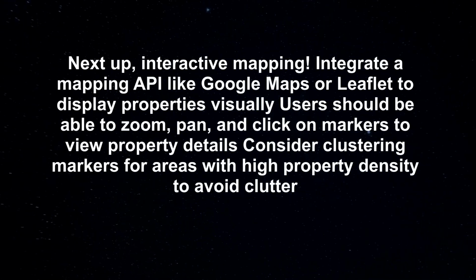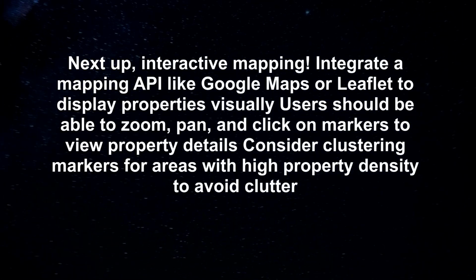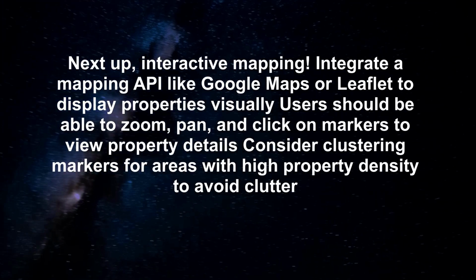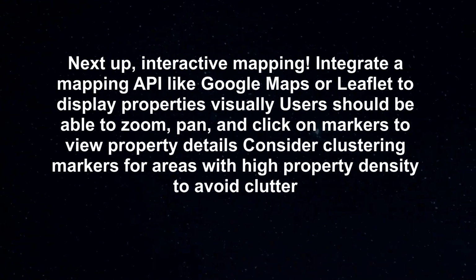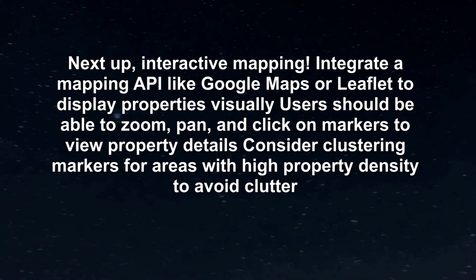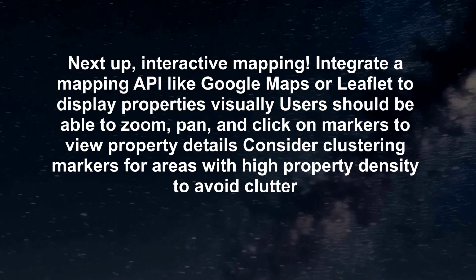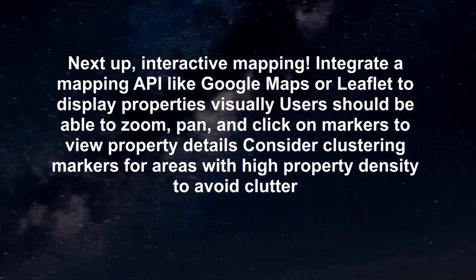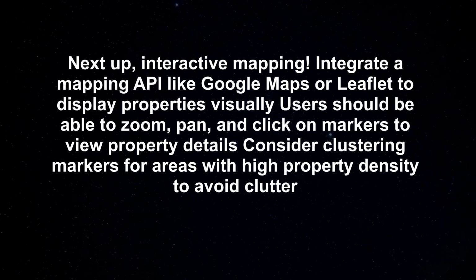Next up, interactive mapping. Integrate a mapping API like Google Maps or Leaflet to display properties visually. Users should be able to zoom in and click on markers to view property details. Consider clustering markers for areas with high property density to avoid clutter.